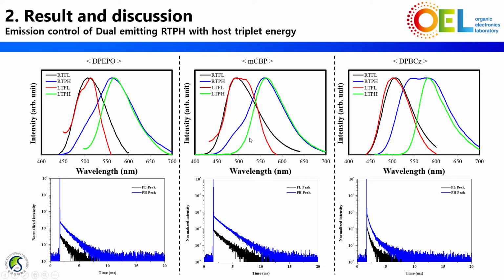In the PL spectra and the TRPL curves of the dual emitting emitter in different hosts, DPPO and MCBP host samples showed relatively low quenched RTPH emission and long-lived delayed component curves. But DPBCZ showed highly quenched RTPH emission compared to TADF emission, and sharply decreased TRPL curves, indicating that a not high enough triplet energy host cannot block back energy transfer and relatively enhances TADF emission.